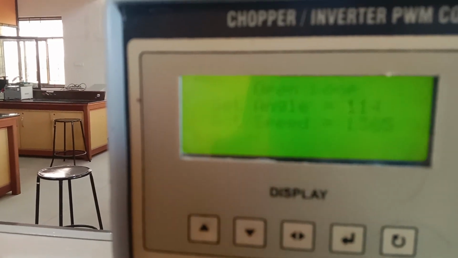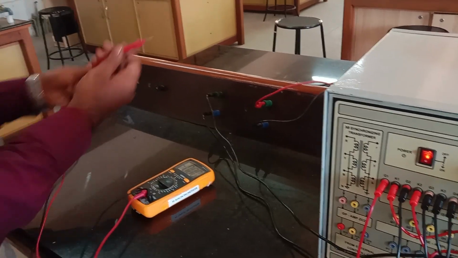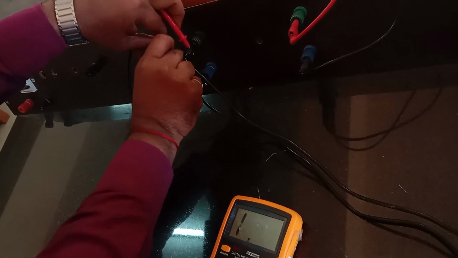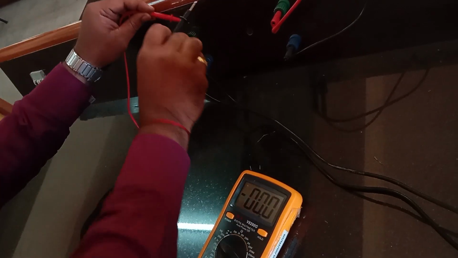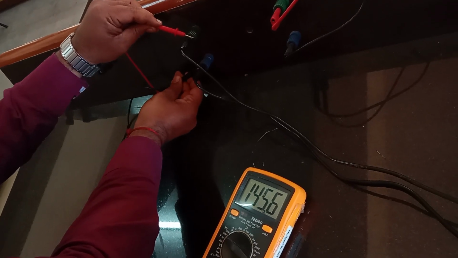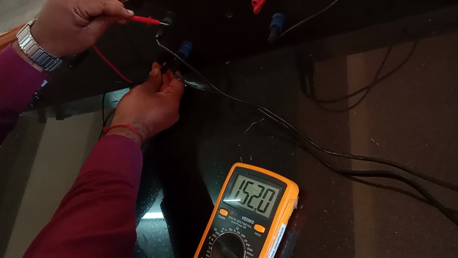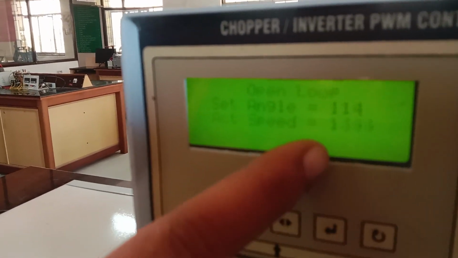If you want to note the armature voltage, just find the positive and negative here. See the voltage. This voltage is approximately 165 to 157. The voltage is varying, and because the voltage is varying, the speed is also varying. So at the angle 114, the actual speed is approximately 1450.